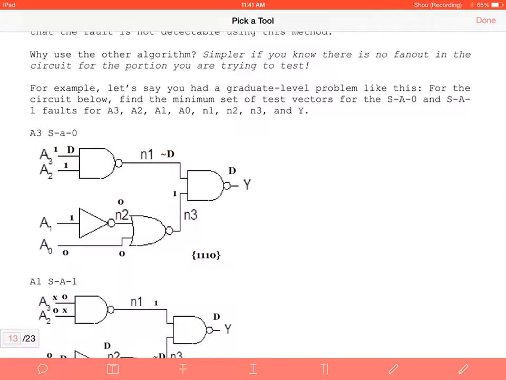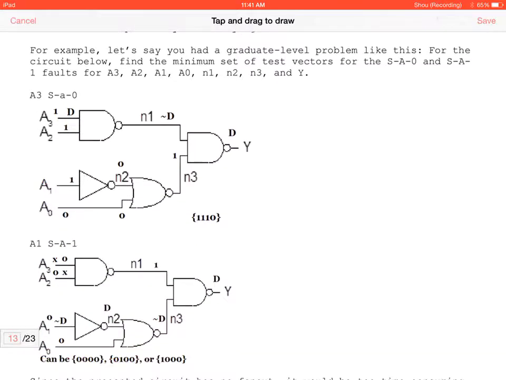So I also included a potential graduate level problem. This is what I was going to discuss before. If you had this kind of circuit and you wanted to generate the minimum set of test vectors, what you would do is select each node: A3, A2, A1, A0, N1, N2, N3, and Y, and you would do the previously presented algorithm for stuck at 0 and stuck at 1.